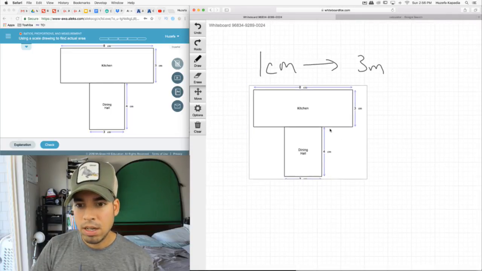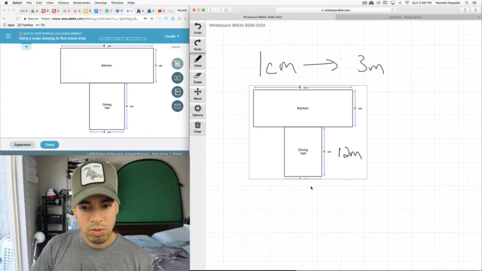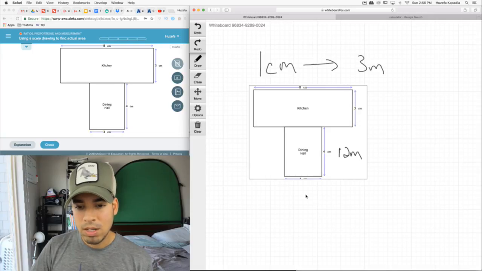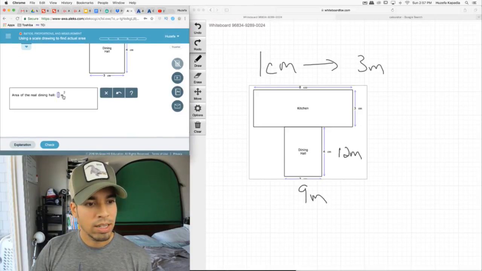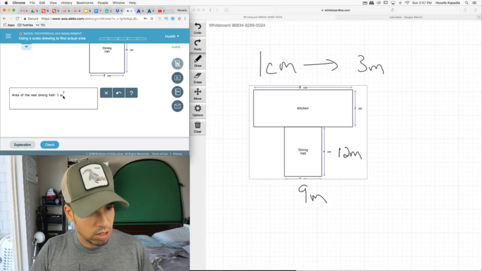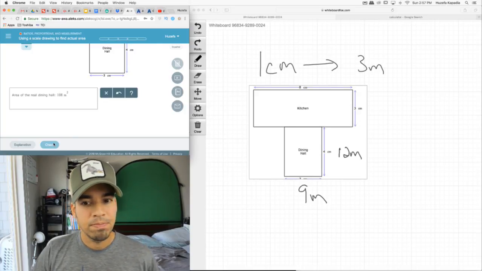So again, based on what we've been given, since 1 centimeter is 3 meters, 4 centimeters is 4 times 3, which is 12 meters. This one down here is 3 centimeters. 3 times, again, 3 centimeters, where each centimeter is 3 meters. So that's 3 times 3, which is 9. So it's 9 by 12 meters. Therefore, the area of the real dining hall is 9 times 12, which is 108 meters squared.